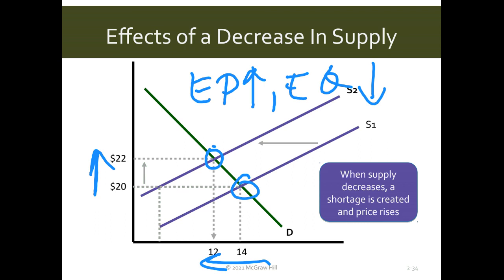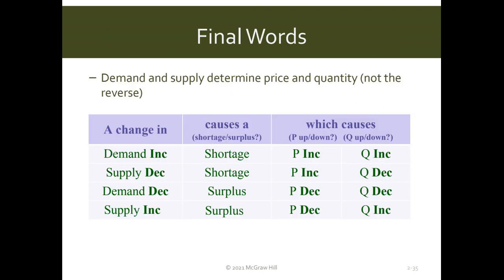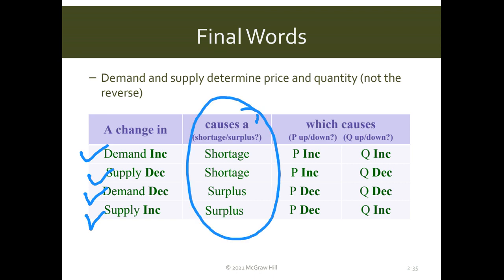Okay. Now let me summarize everything in this table. So remember this table. If you forget, just go and see this table. I just have written everything in this table. So now there are four possibilities: increase in demand or decrease in demand, increase in supply or decrease in supply. Forget about this column for the time being.